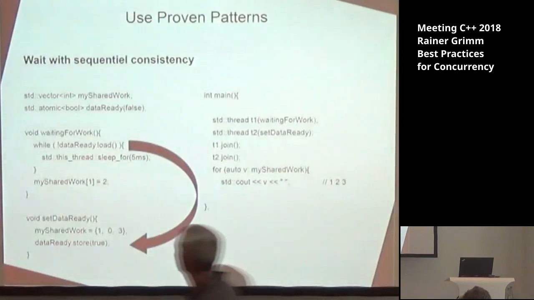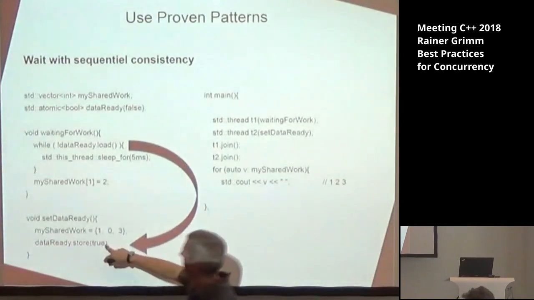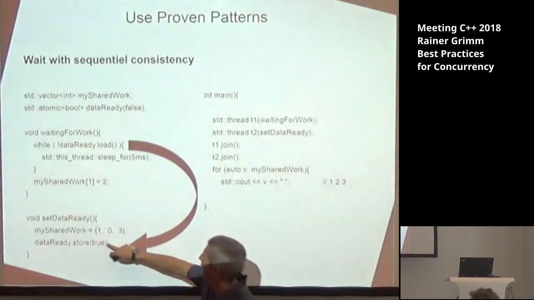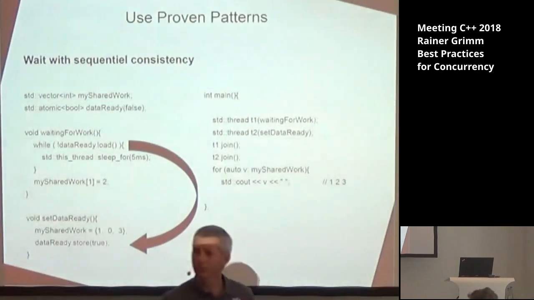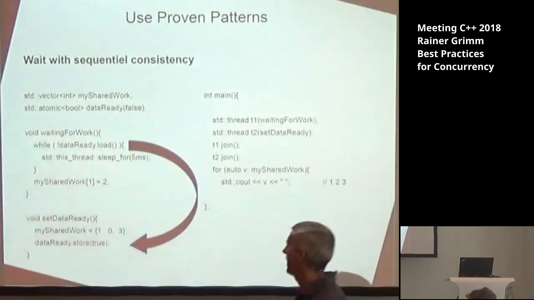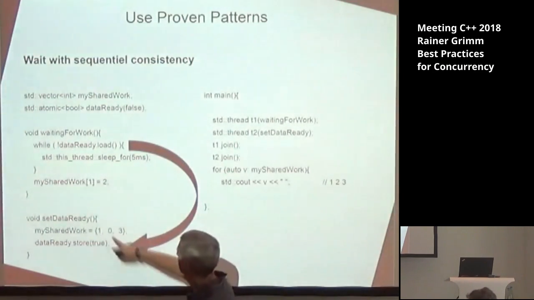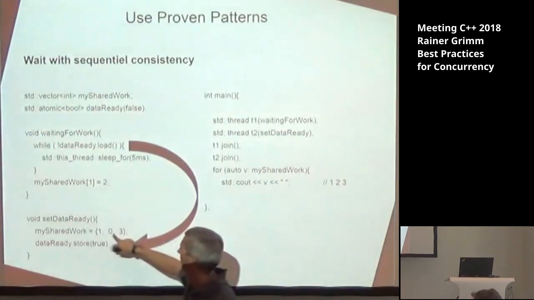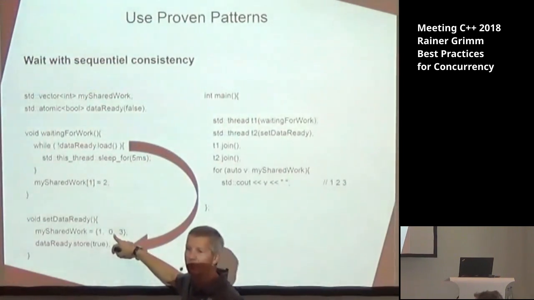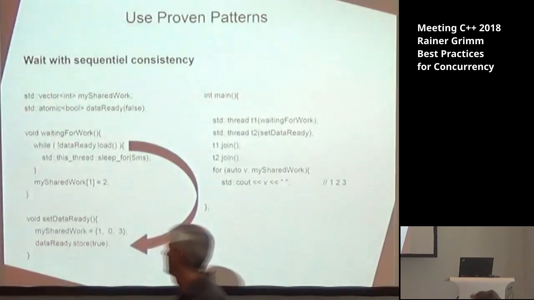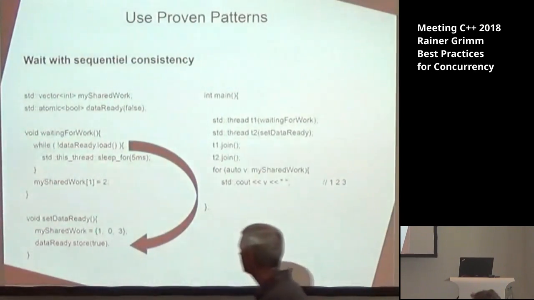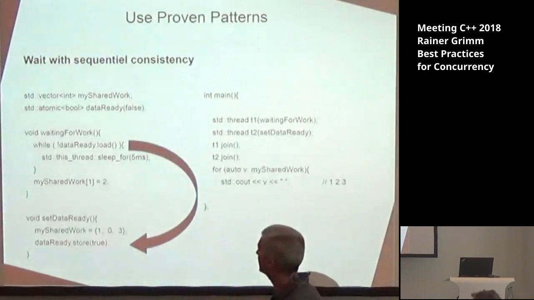I have here data ready store. Here I put data ready to true. Here I wait until data ready becomes true. And I want to have the guarantee that this will always happen before this, because this is not atomic. It's just a vector. Okay. So what I have here is I have sequential consistency.